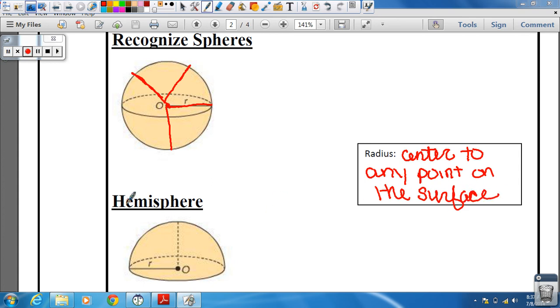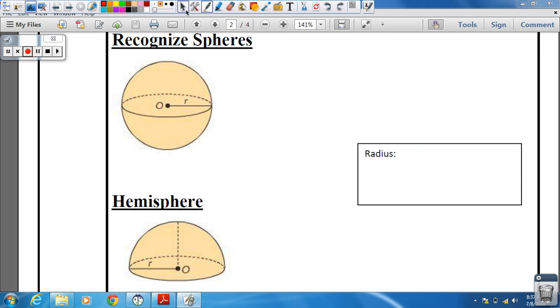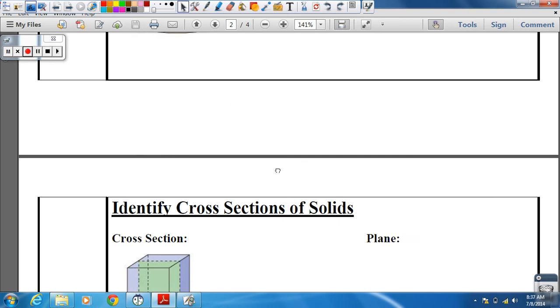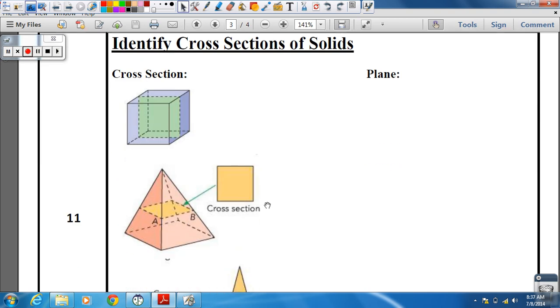Okay, the next thing is a hemisphere. A hemisphere is just basically when you cut the sphere in half, it makes two hemispheres. I'm going to go ahead and turn our page once again. And now we're going to talk about cross sections.